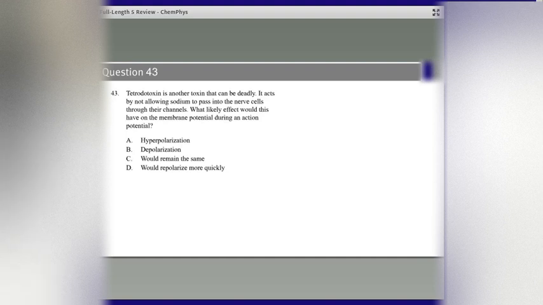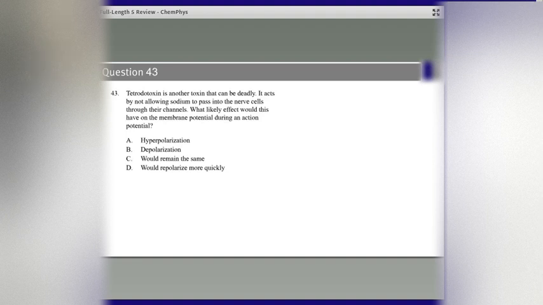So check this out. Tetrodotoxin is another toxin that can be deadly. It acts by not allowing sodium to pass into the nerve cells through the channels. Okay, well, if you think about it, what likely effect would this have had on the membrane potential during action potential? If I go through this type of question, I want you guys to get an insight into how I would do this on test day. Don't overthink a question like this.